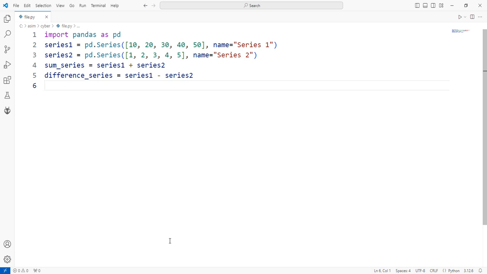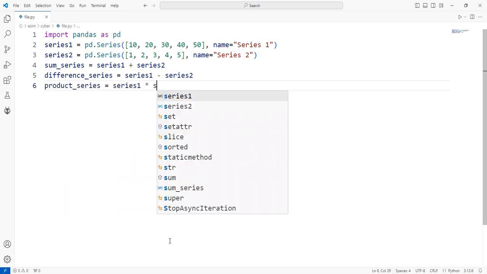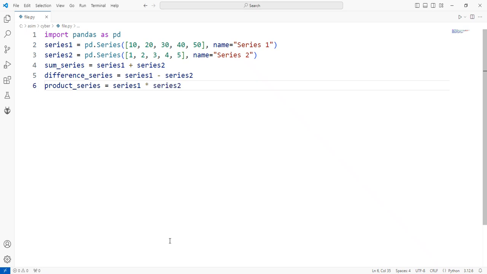Multiplication. Multiplies corresponding elements of both series. Division. Divides corresponding elements of series 1 by series 2, element-wise. Avoid division by 0, though in this case, there are no zeros in series 2.